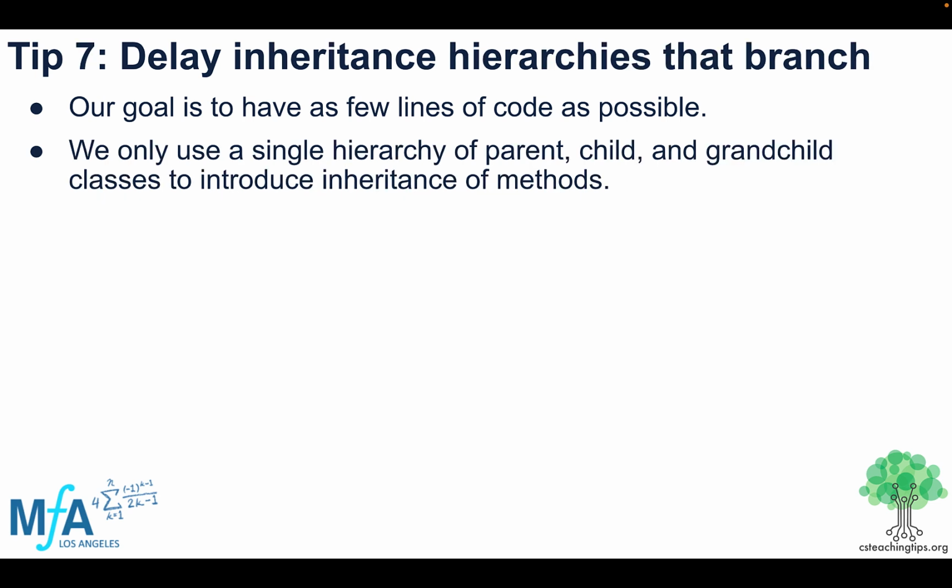Tip 7, delay inheritance hierarchies that branch. So our goal, again, is to have as few lines of code as possible. And so when we start, we only use a single hierarchy of parent, child, and grandchild classes to introduce inheritance methods. And then we're able to build on that foundation for other things like calling super, etc.